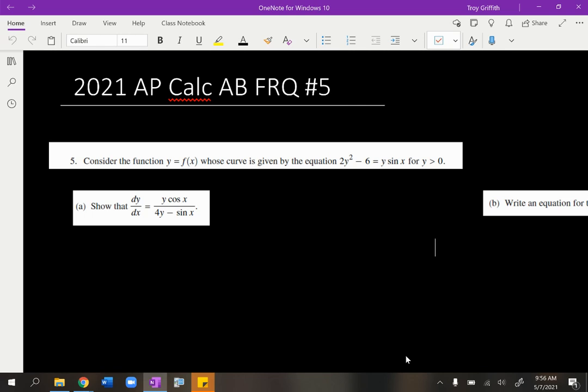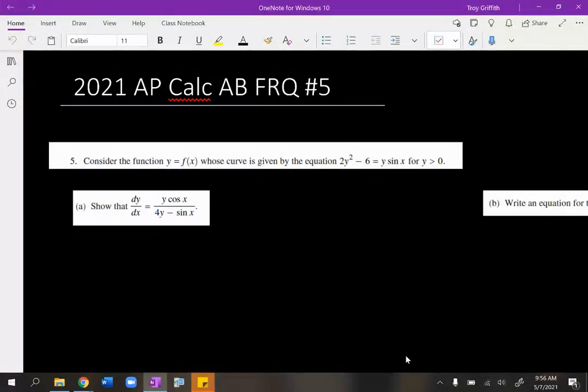All right, so in this question, we are looking at 2021 AP Calc AB FRQ number 5. This is an implicit differentiation question. It says consider the function y equals f of x, and it gives us an equation for this curve: 2y squared minus 6 equals y times the sine of x, for all y values that are greater than 0.